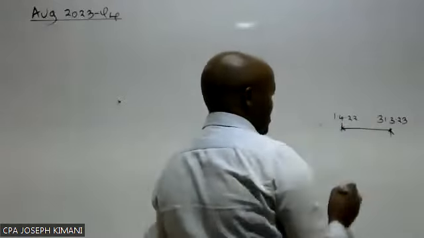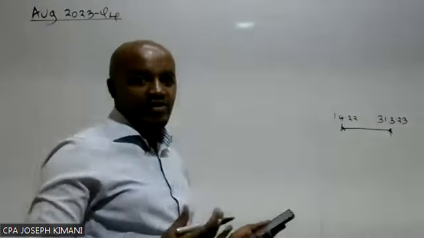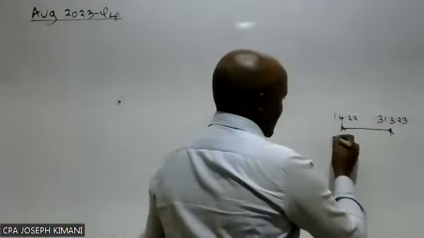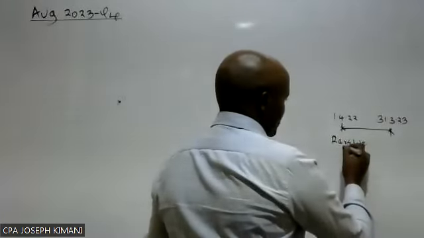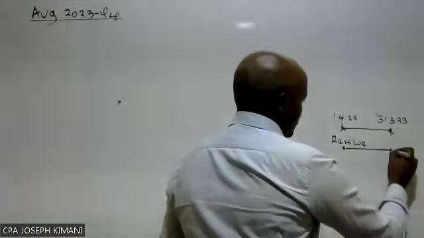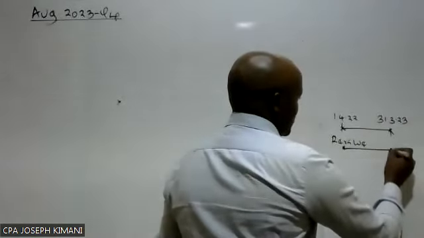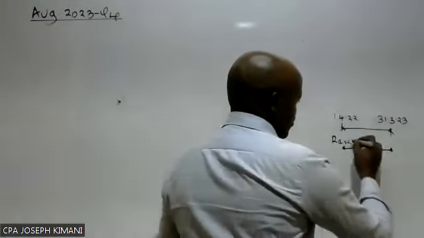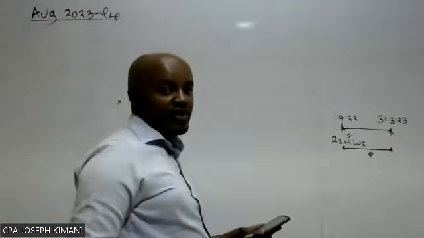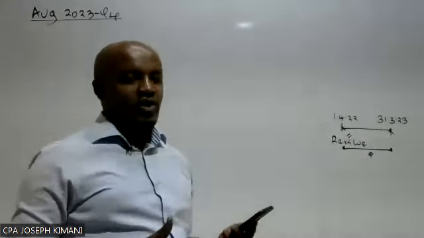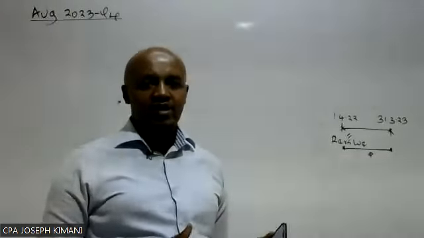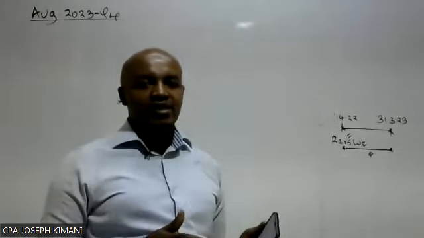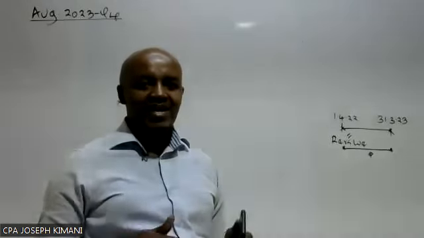And remember what we said is that once the company revalues assets at the start of the year, then the depreciation for the current financial year will have to be computed based on the revalued amount. And also those particular assets which have been revalued will now be recorded in the company statement of financial position at the revalued amount.